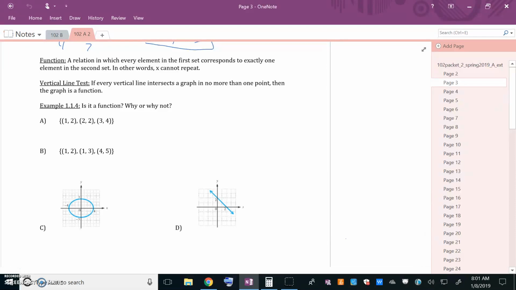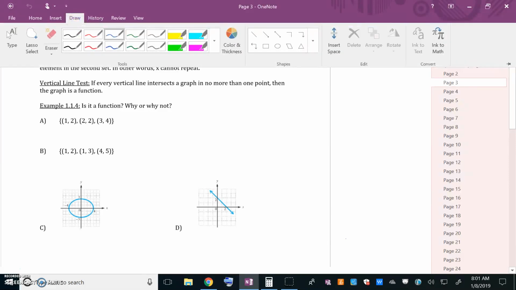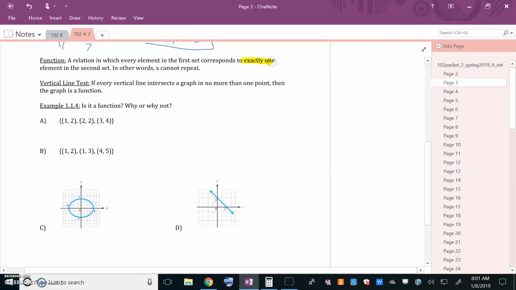So a function is a relation in which every element in the first set corresponds to exactly one element in the second set. Basically what that means is your x value can't repeat. And that's a good definition to use when we've got lists of numbers.